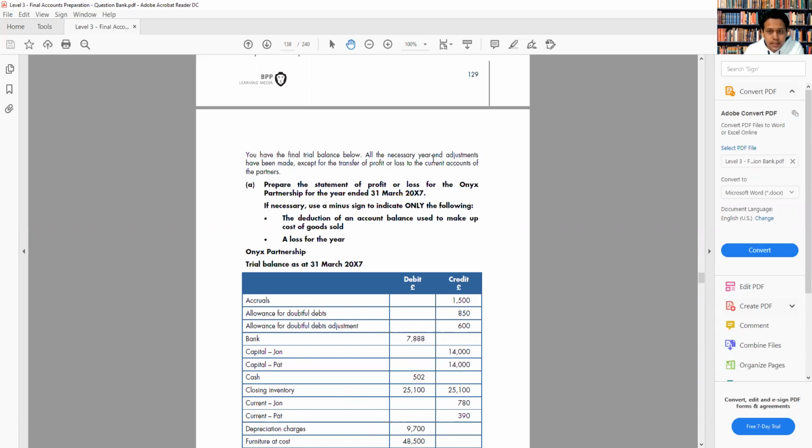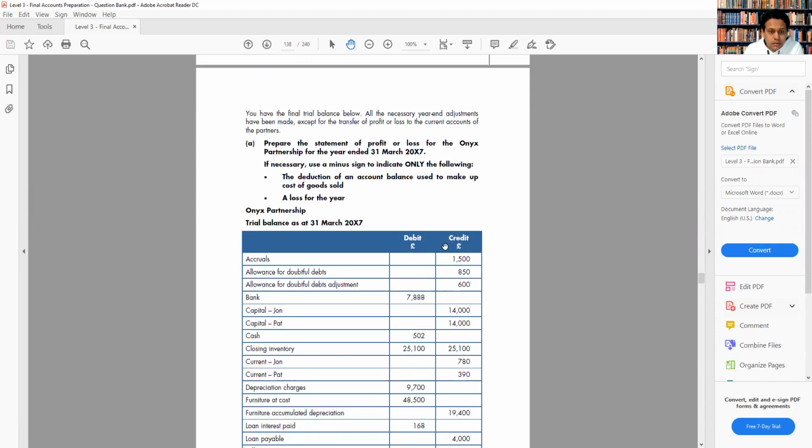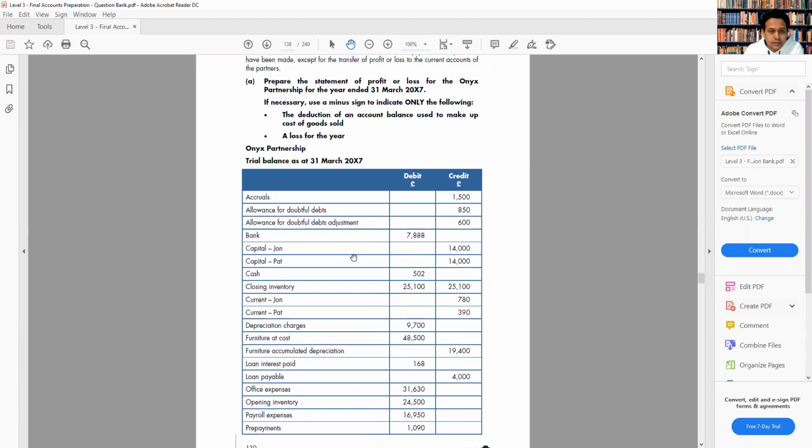All the necessary year-end adjustments have been made except for the transfer of profit or loss to the current account of the partnership. So only the profit and loss is not transferred yet. Other things, everything is done. So this is my partnership trial balance.